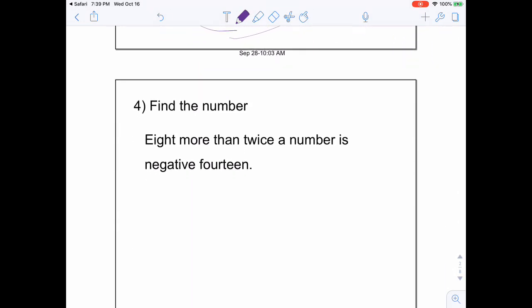Translating, find the number. 8 more than twice the number is negative 14. Okay, so I have to translate and then I have to solve. I would underline keywords. More than means addition. It's technically a tricky translation, but we don't really focus too much on that because it's addition and order doesn't matter for addition. Twice means to multiply by 2. A number is our variable and the word is equal. So this should be 2x plus 8 equals negative 14.